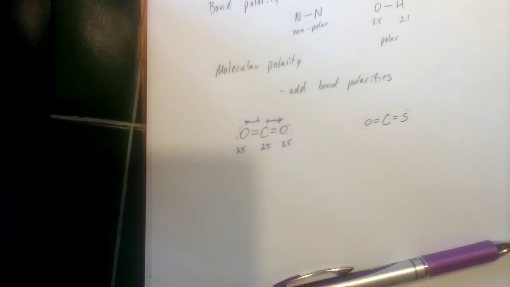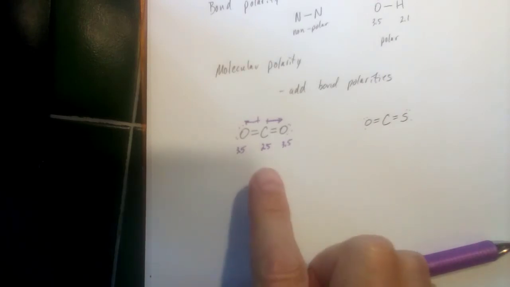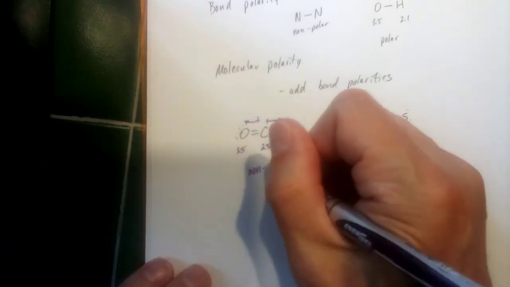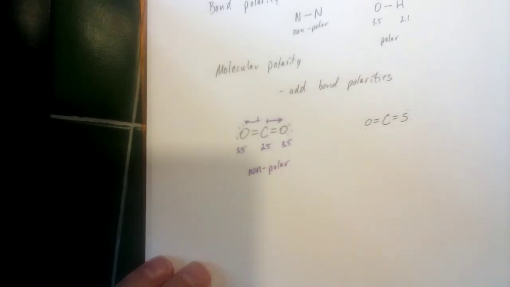Even if the bonds are polar, if they're pointed in directly opposite directions like they are here, when we add those two arrows together, they're going to cancel out. And when the arrows cancel out, there's not an uneven distribution. That is a non-polar molecule.